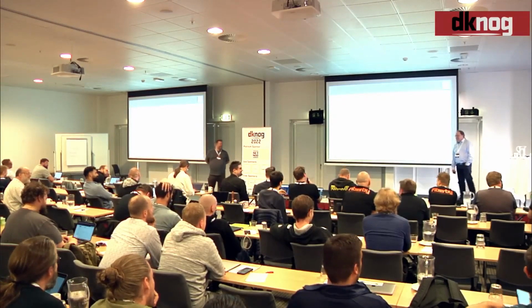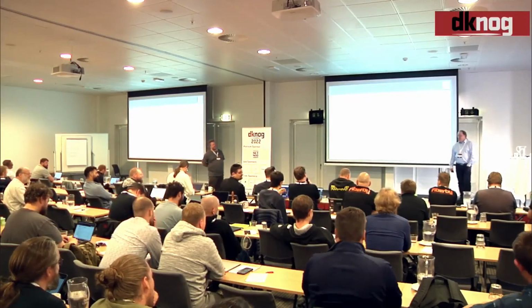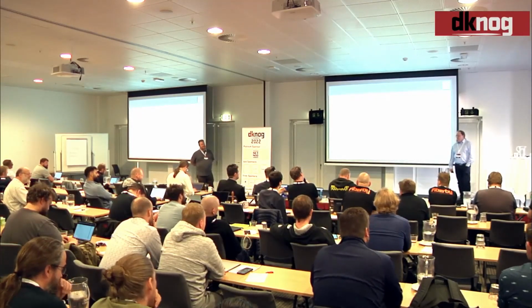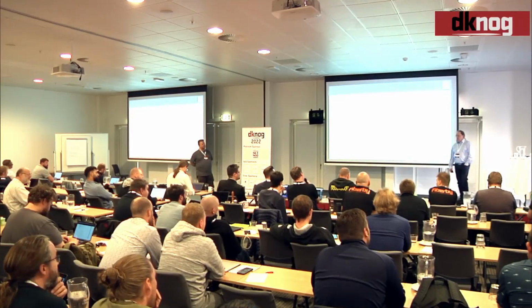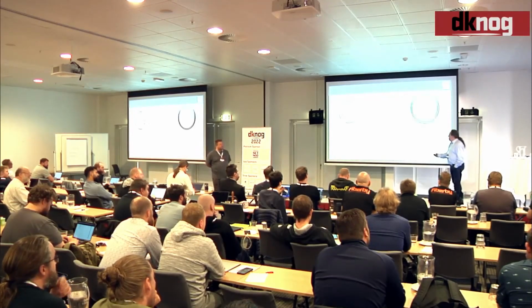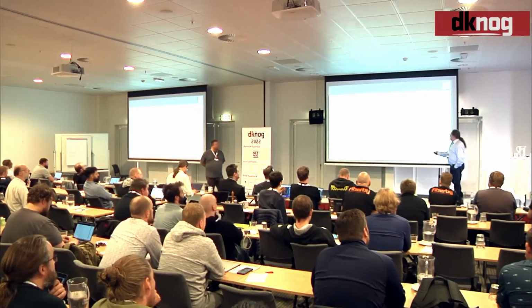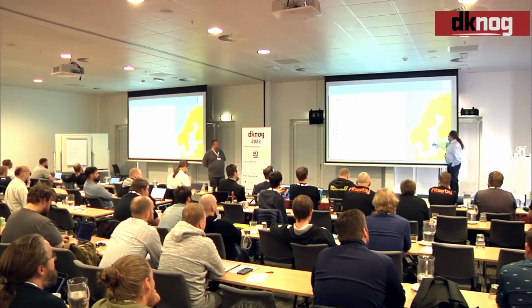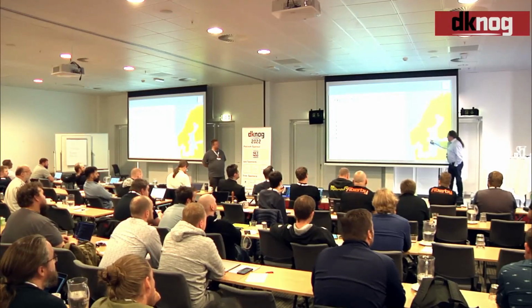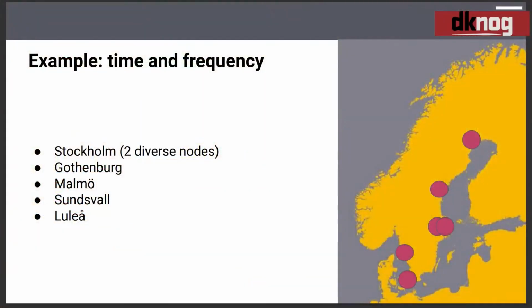So when you only have 2 nodes in a location, do you then use GPS to check if any of them is ticking wrong? Yes. Okay. Each one of these nodes, each one independently of each other in Stockholm, does have independent satellite receivers that are measured, so we can do this common view measurement.